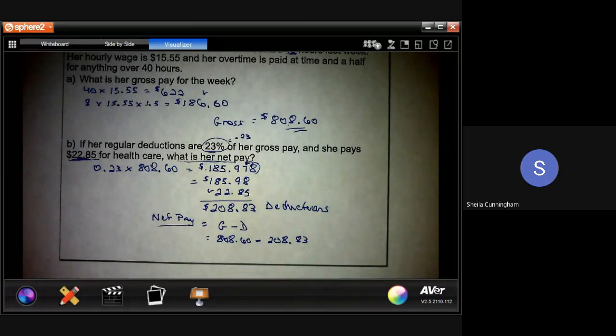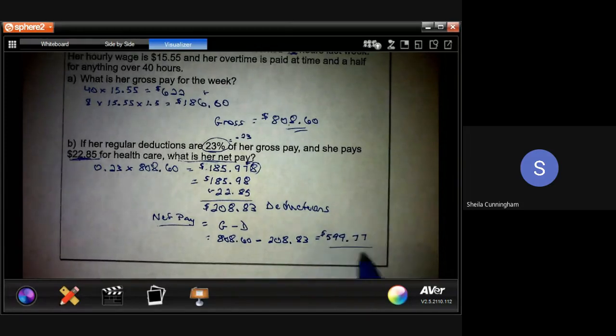So when we do that, 808.60 subtract 208.83, we discover that she is only going home with $599.77. And that is how you calculate overtime, and specifically looking at time and a half. Now you can go on and work on your practice.